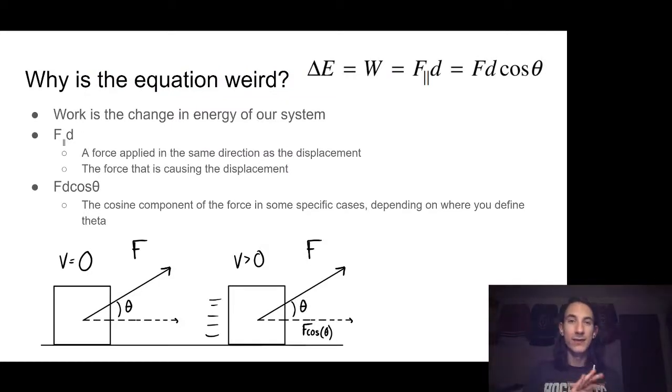So then we have this weird equation for work, delta E equals W equals force parallel to displacement equals F d cosine theta. I just want to talk about that weirdness really quick. So this first part is kind of nice. It's saying work is equal to the change in energy of our system. So this idea that the amount of energy in our system changes when we do work on our system. That's nice. This one's straightforward. This delta means change. So how much our energy changes is equal to our work.